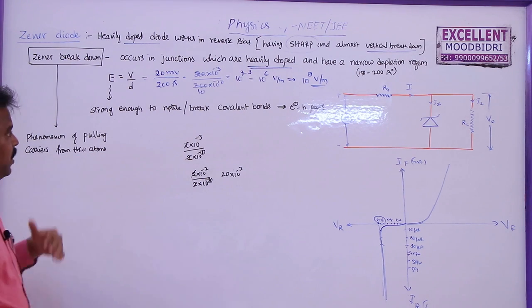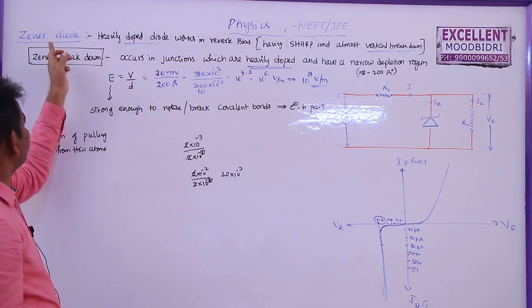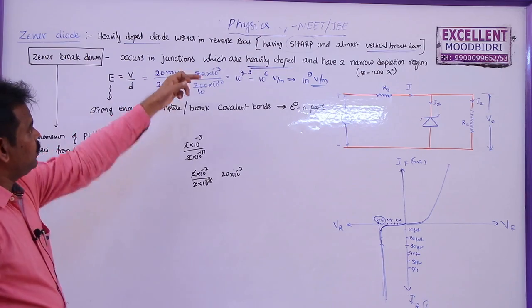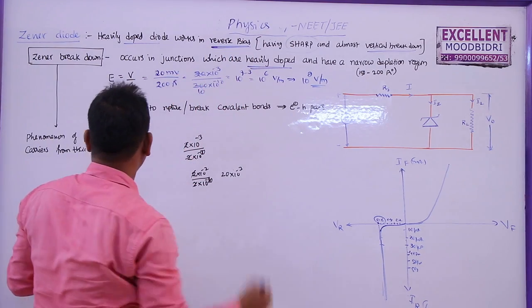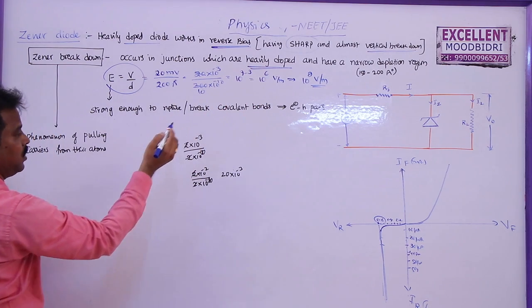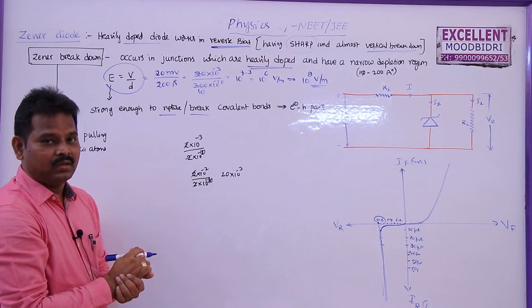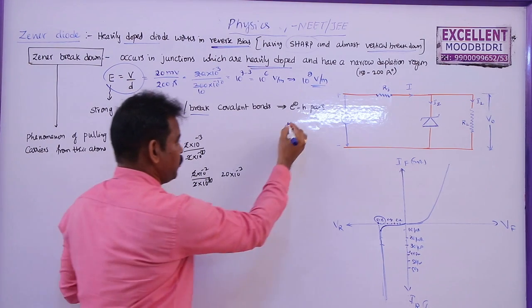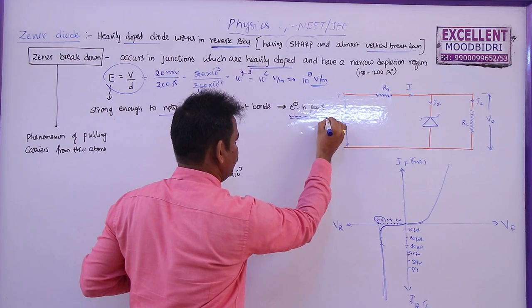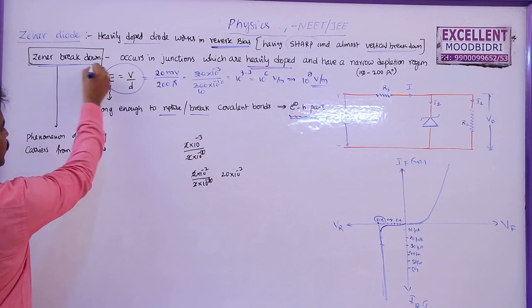The main difference between the diode and Zener diode is that an ordinary diode is doped moderately, whereas a Zener diode is doped heavily, and it also works only in the reverse bias. Now this strong electric field of this much voltage per unit length can rupture or break the covalent bonds and produce electron hole pairs in this case. So the phenomenon of pulling these charge carriers from their atoms is called Zener breakdown.